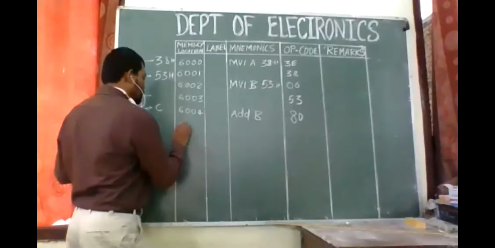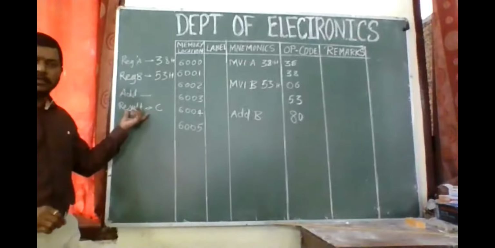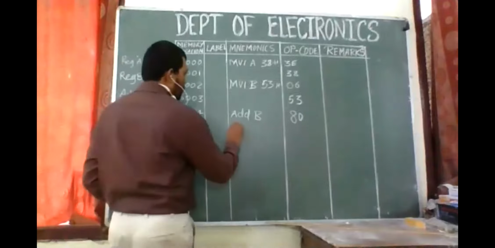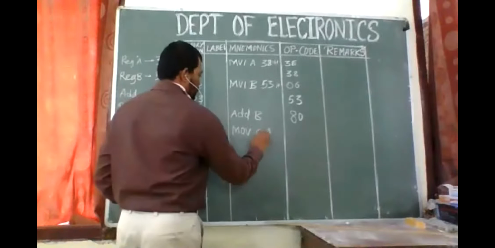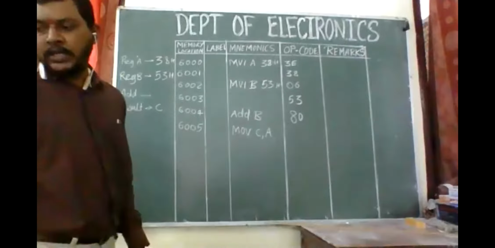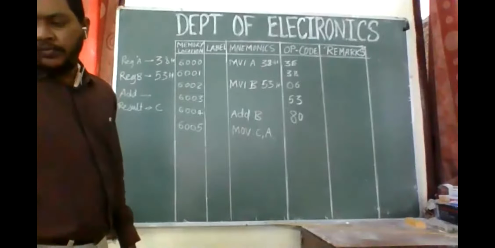Then in the next instruction, what we have to do is move the result into register C. So which instruction to use? MOV C, A, move A to C. Yes, we have to move A to C, so what is the opcode? 4F, yes.